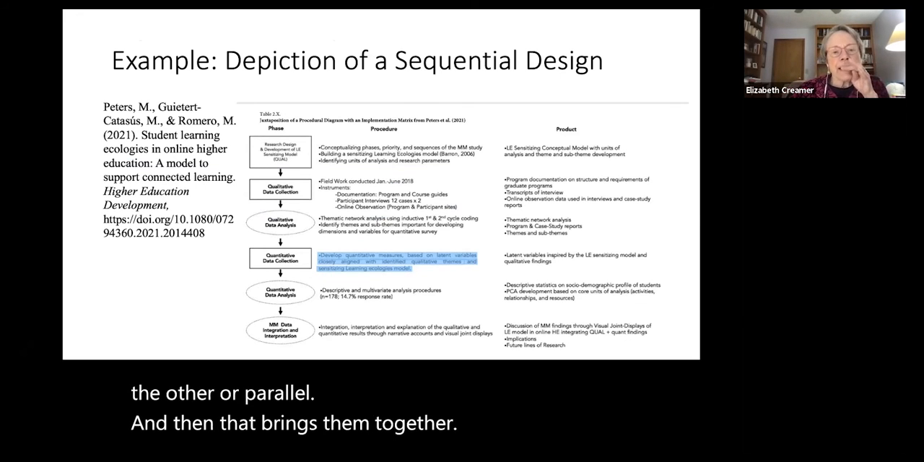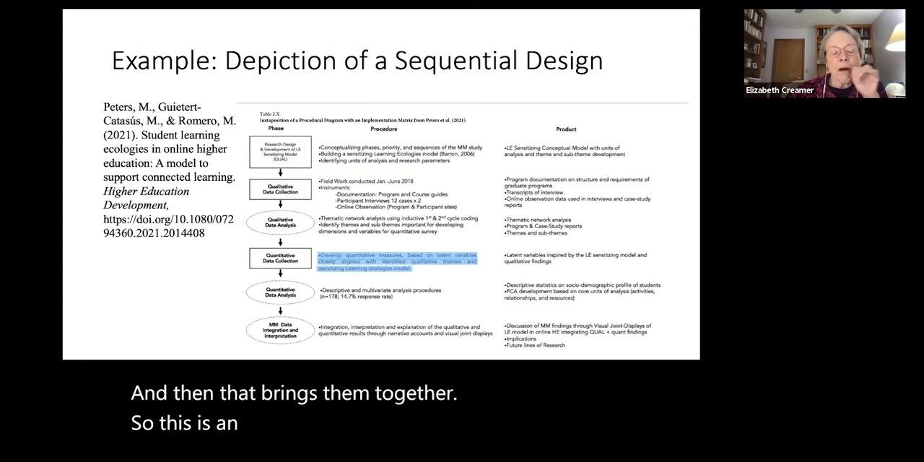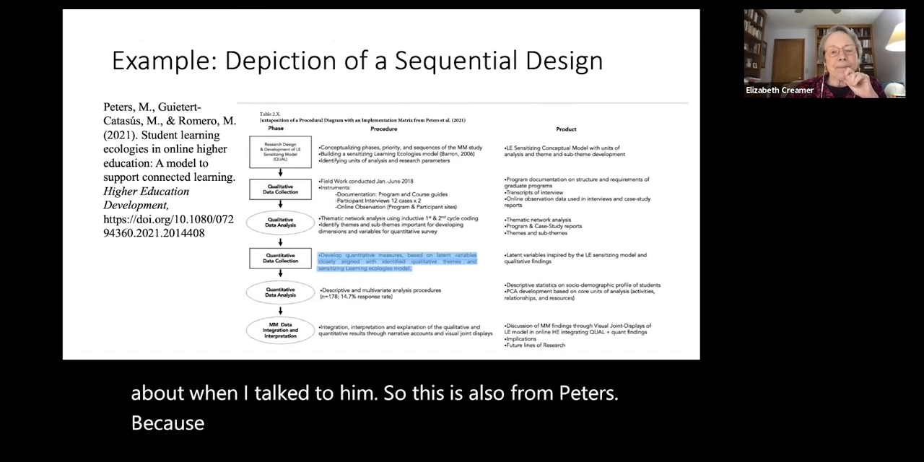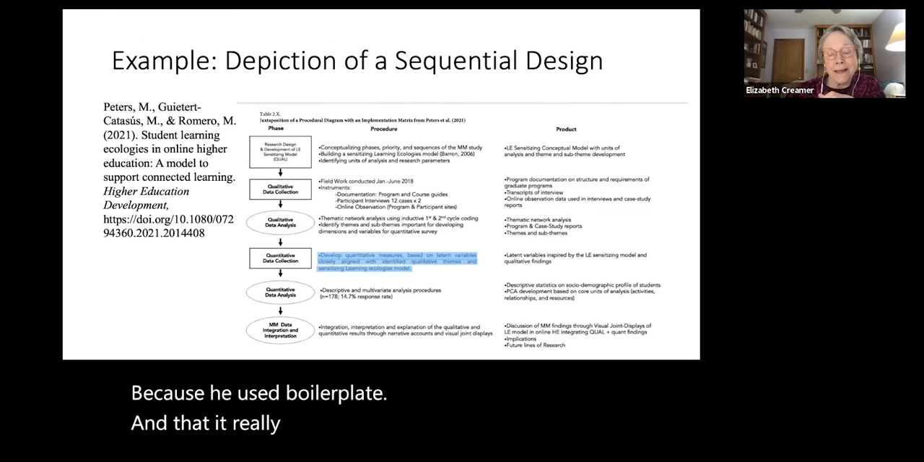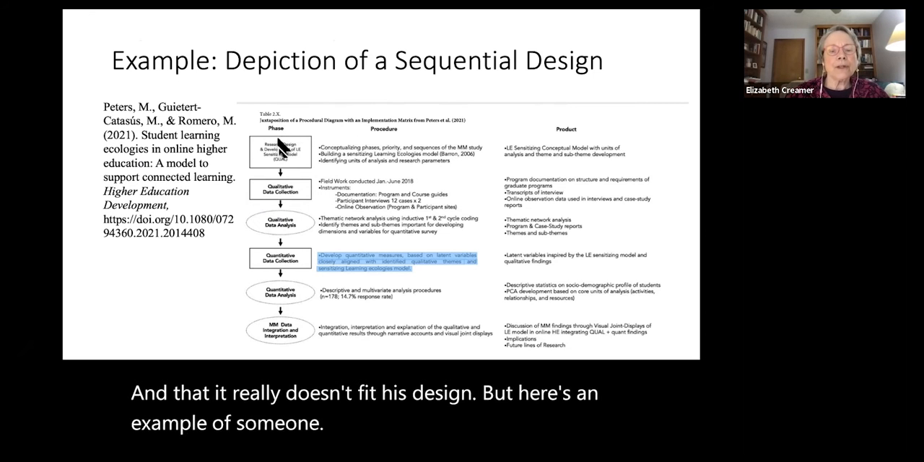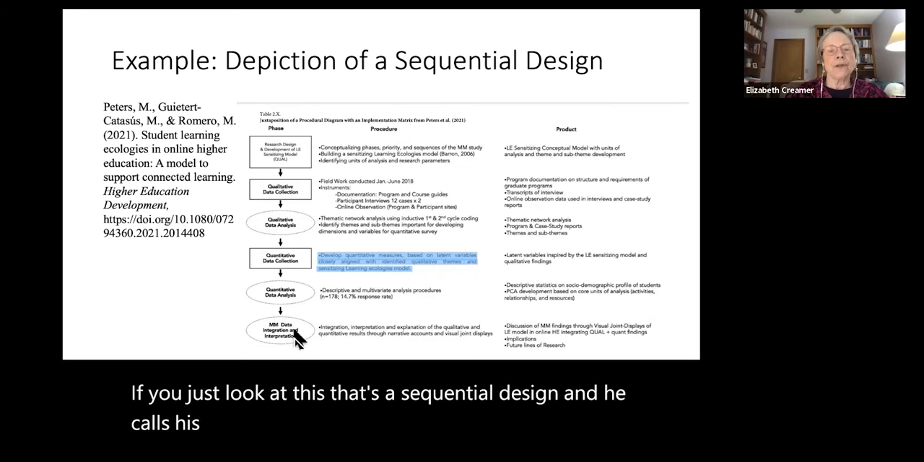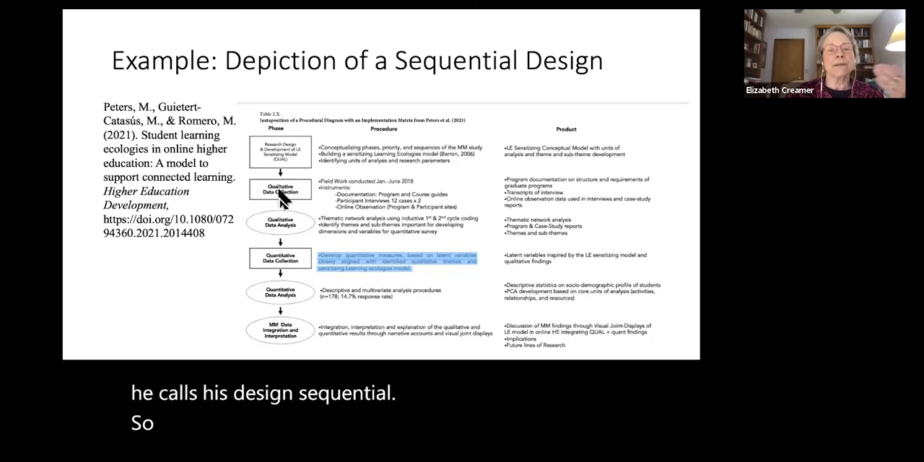So this is an example, which I gave him a hard time about when I talked to him. This is also from Peters, because he used boilerplate, and it really doesn't fit his design. But here's an example of someone, if you just look at this, that's a sequential design, and he calls his design sequential. So first he did this, then he did this, then he did this, and then he brought them together.